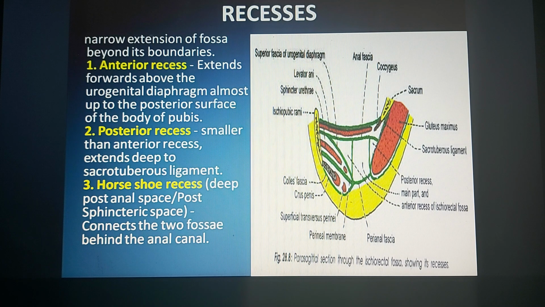Coming to the third one, the horseshoe recess, which is the deep post-anal space, otherwise the post-sphincteric space. It connects the two fossae behind the anal canal. So this is about the recesses. This is the anterior recess, this one is the main part, and this one is the posterior recess of the ischiorectal fossa.